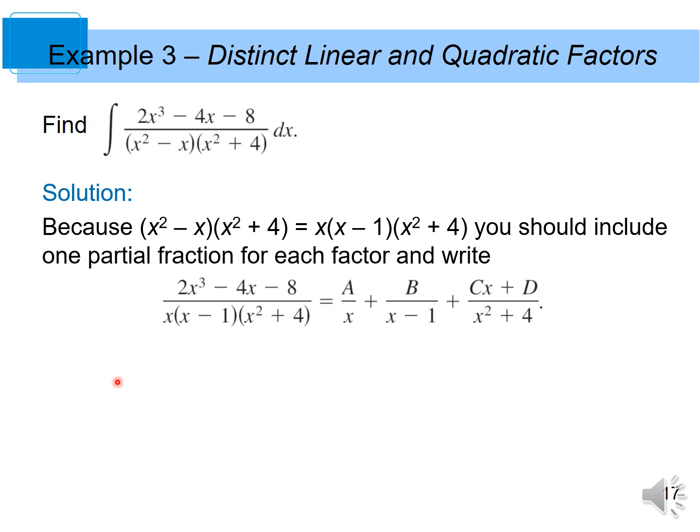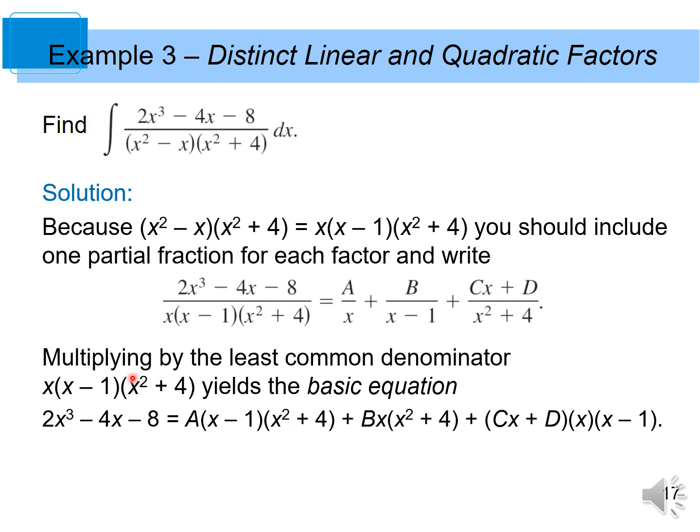Okay, so now the next step, same as the previous example. The whole equation is multiplied by x, x minus 1, x squared plus 4. Then we produce the basic equation. On the left side we can just simplify, so we just have 2x cubed minus 4x minus 8.